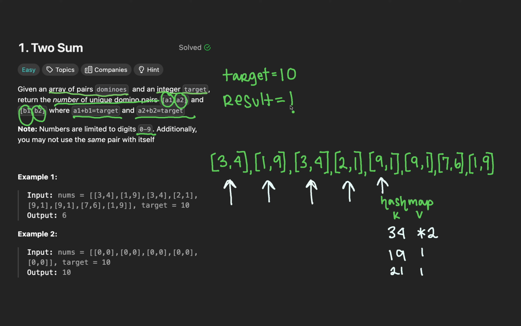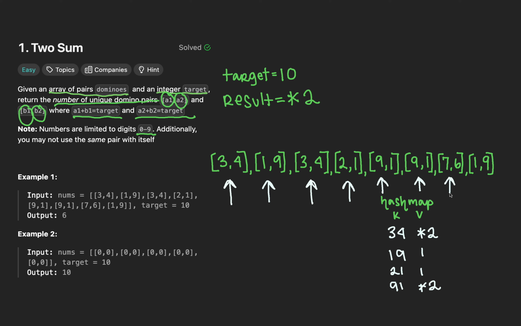And don't forget to add the current domino into our map. On the next domino, it's the same as before, so we know that there's a complement pair that it can match with. We can see in our map that the 1, 9 domino has a frequency of 1, so let's go ahead and add this pair to our results. Lastly, we need to add this domino into our map, so let's increment this value to 2.